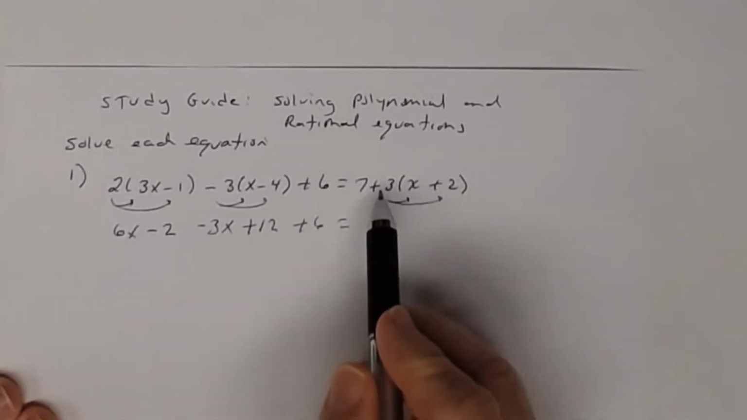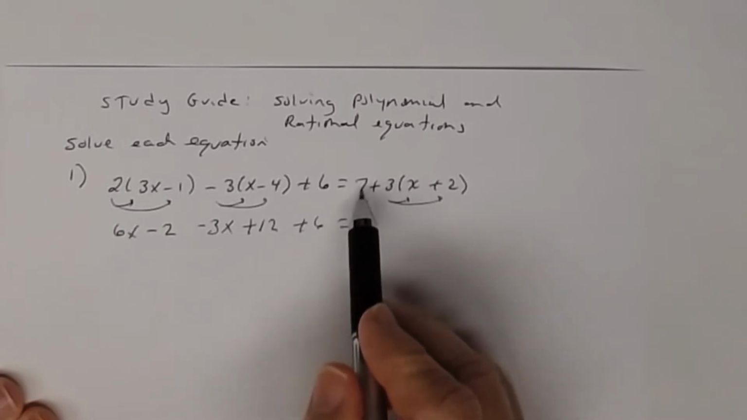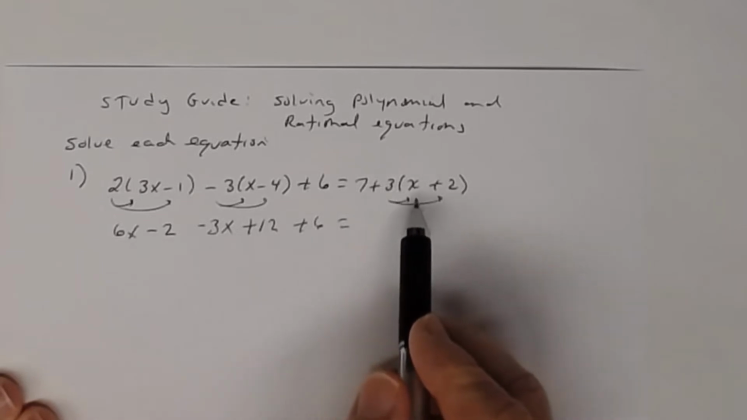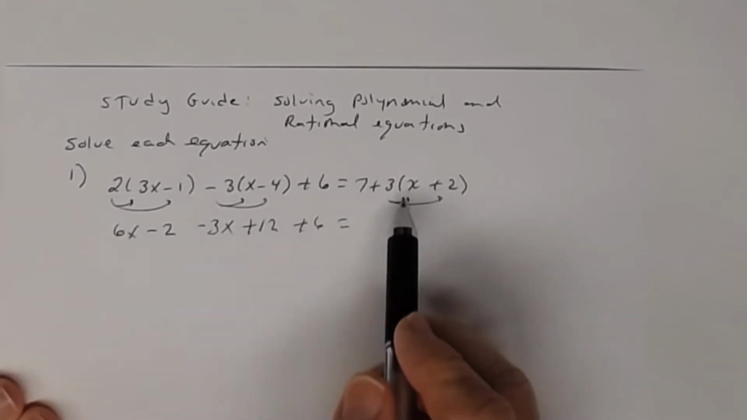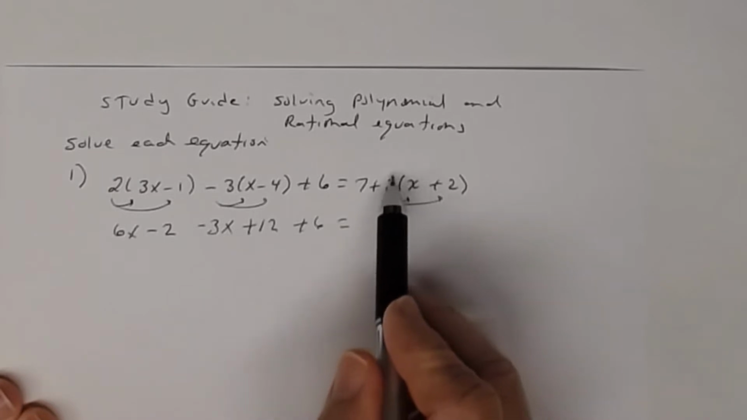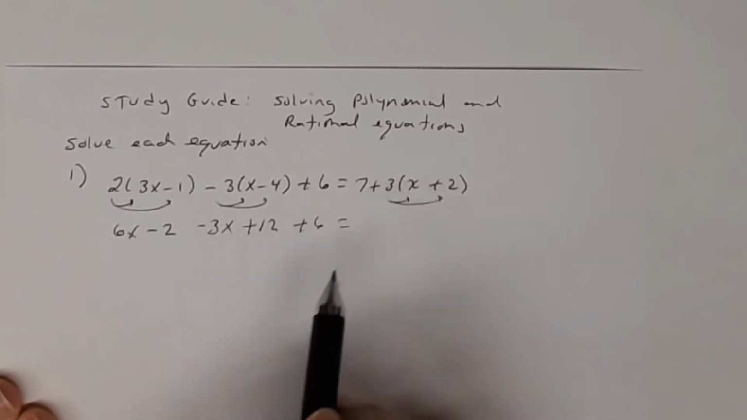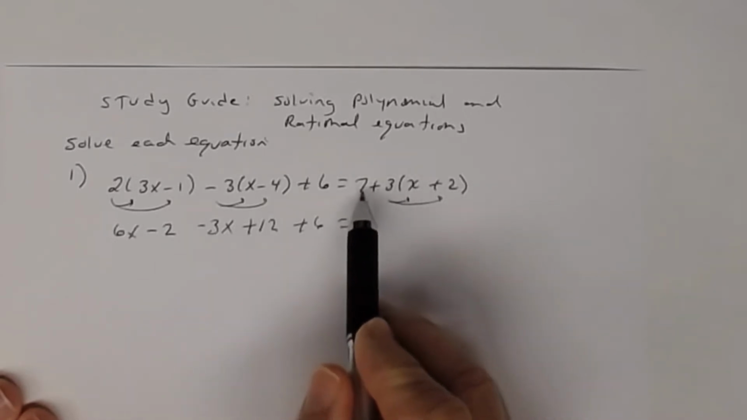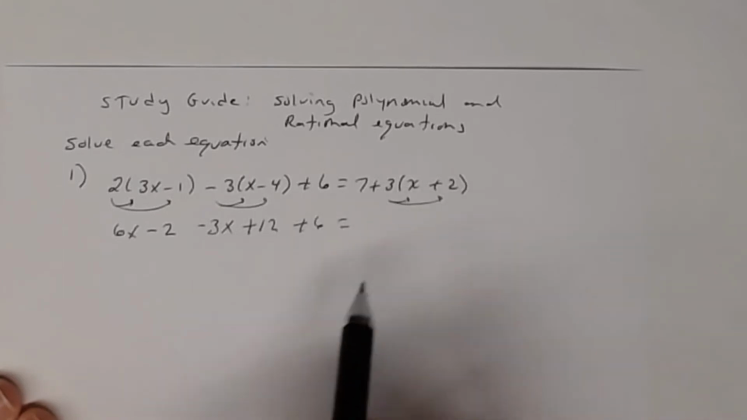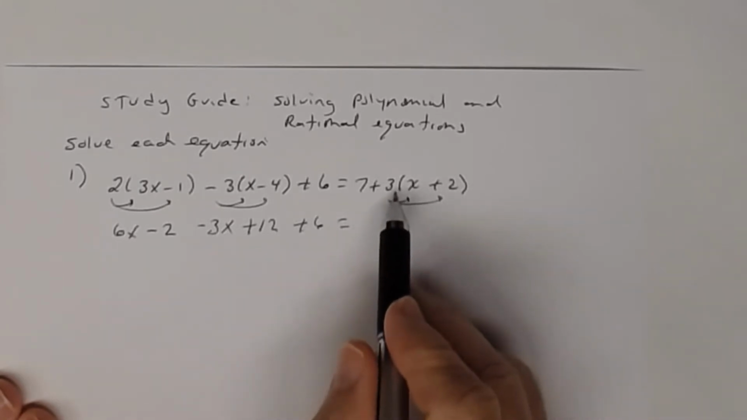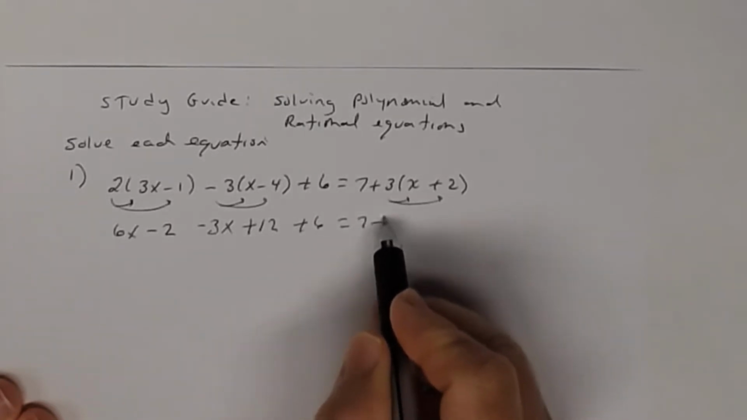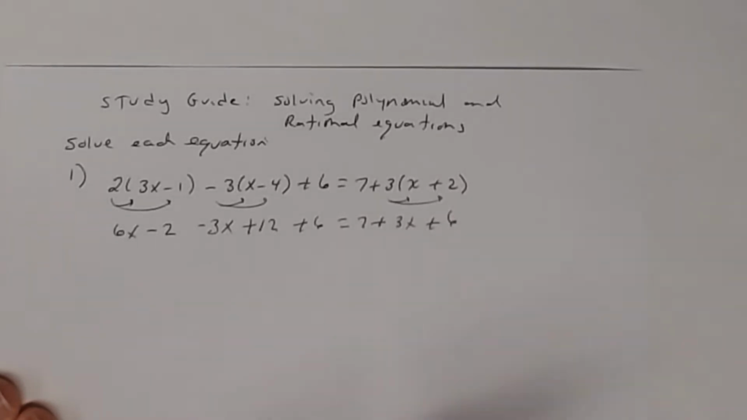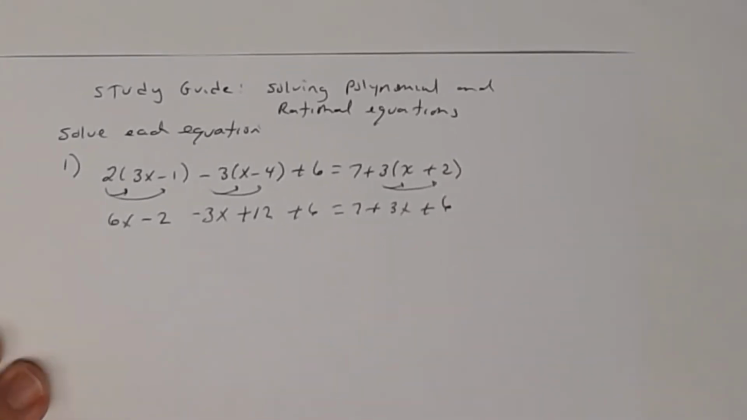On this side, you have to be careful. Some students, when they see this, want to say 7 plus 3 first, and they'll get 10, and then they'll distribute the 10. But mathematically, that's not correct. The order of operations says I have to do multiplication first before I do addition. I have a multiplication here, so I have to use the distributive property first. So don't say 7 plus 3 is 10 and then distribute the 10, because then all of this is going to be incorrect. When I distribute the 3, I get 7 plus 3x, and then 3 times 2 is 6.